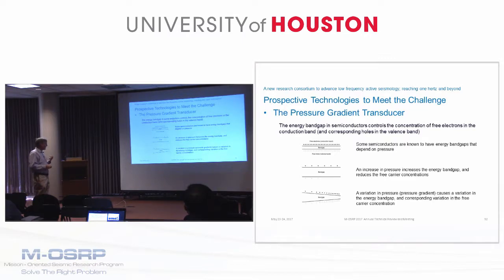So our pressure gradient transducer concept is based on the proposition that if I have a variation in the pressure across a semiconductor material, that causes a variation in the energy band gap and corresponding variation in the free carrier concentration. And then that variation can be exploited for a transducer effect.